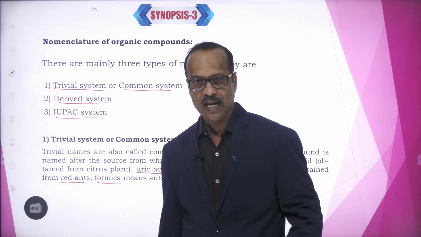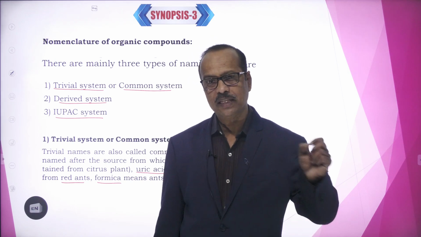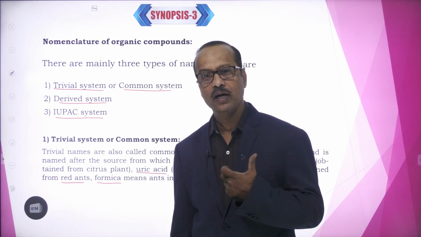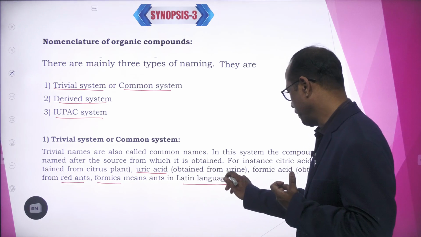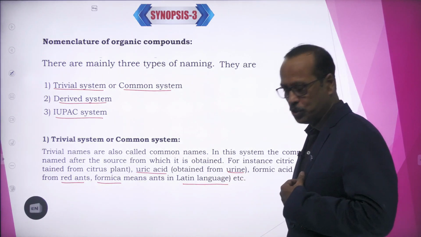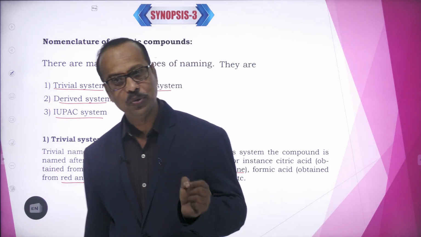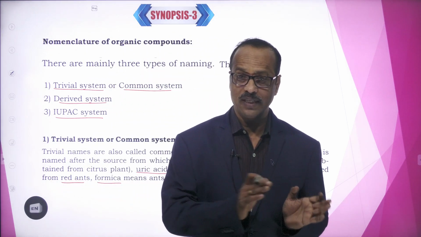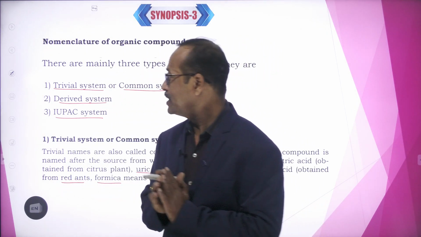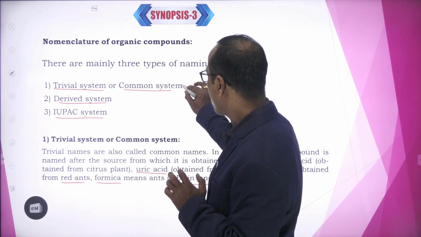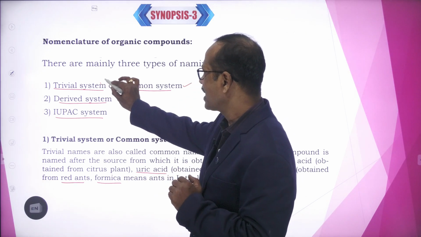The name is given uric acid because this is present in the urea. This is obtained from the urine. Okay, from where? Urine. So urine is a source of uric acid. So that's what here the name is given as uric acid. So this type of method is called the common system or tribal system.